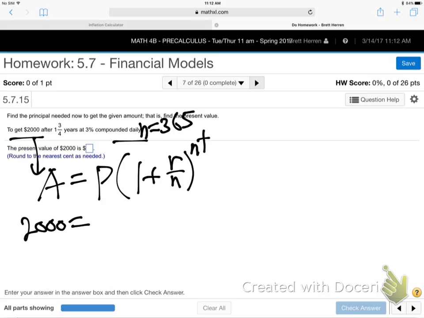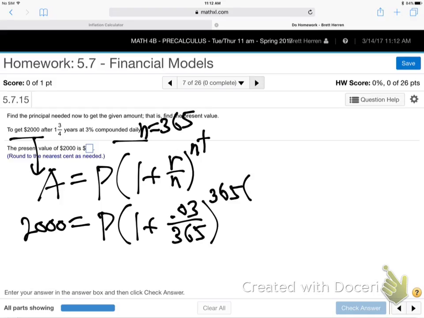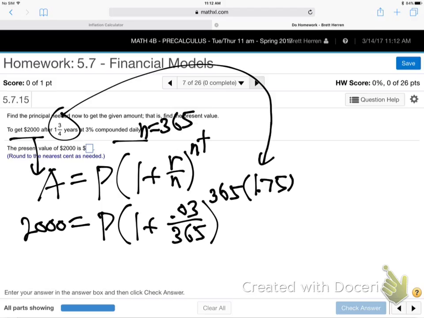Right? And then the R is 3%, so 0.03. The n is 365. And the time, 1.75 years, 1 3/4. Yeah, just make it a decimal, be easier to use. Like that, we good? And then just divide by that whole ugly chunk.